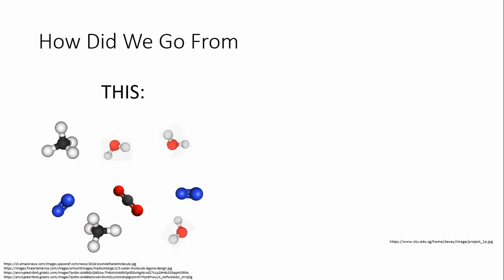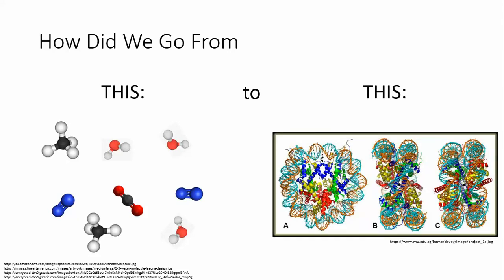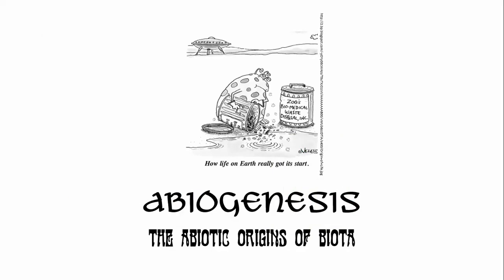Also, what this story involves is how did we go from this, which is a mix of random chemicals in the air, to this, which are these super complicated forms of chemicals that we see in living organisms today. It's quite a dramatic difference that we see. And how do we explain all of that? Well, it's with abiogenesis, or the abiotic origins of biotic creatures. So, how did life first arise on the planet?